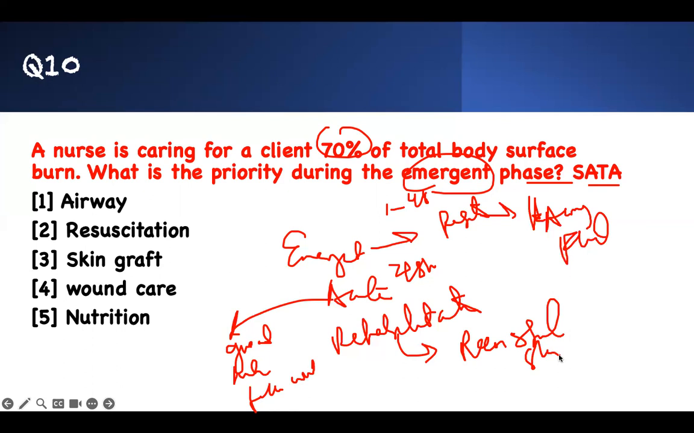So they undergo multiple stages. In the emergent phase, you do ABC, airway, breathing, circulation, and resuscitation, you take care of that. Acute phase, all the fluid you're giving them, they will give it back to you. So what is the priority in an emergency case? Airway and resuscitation. Skin graft, no. Wound care, no. Nutrition, no. So these are what is needed in the emergent phase.